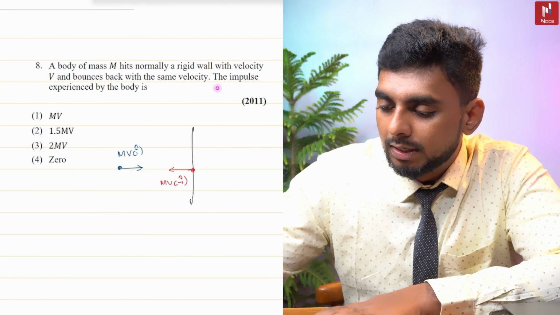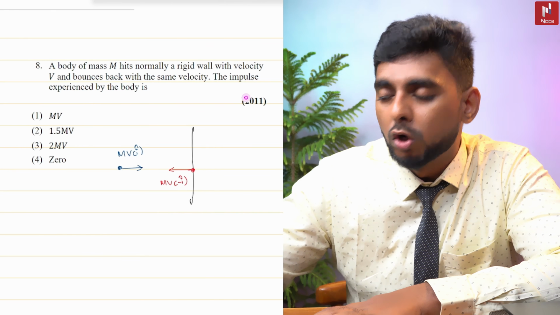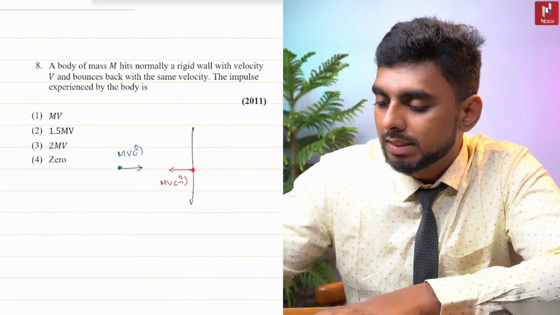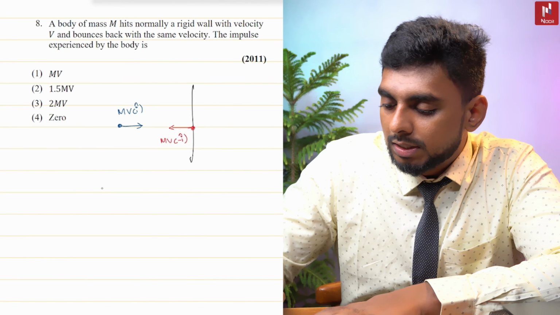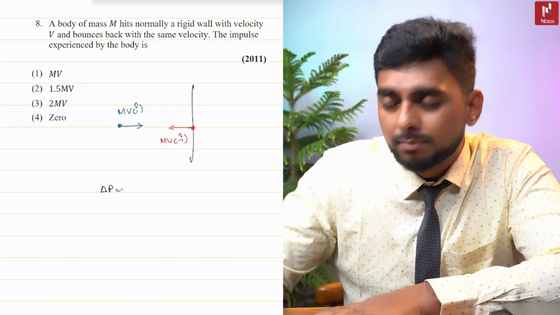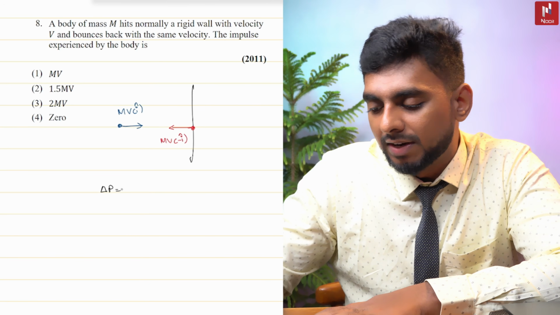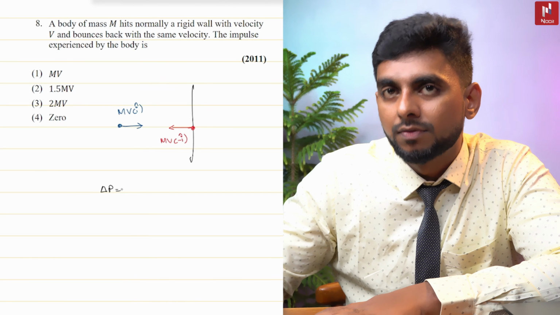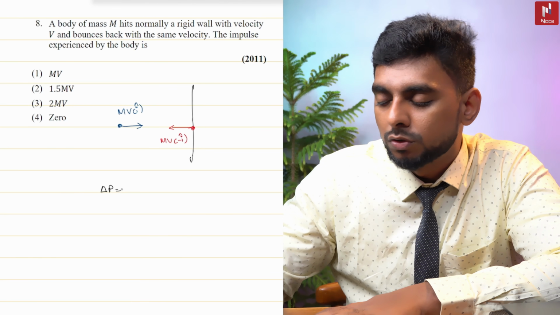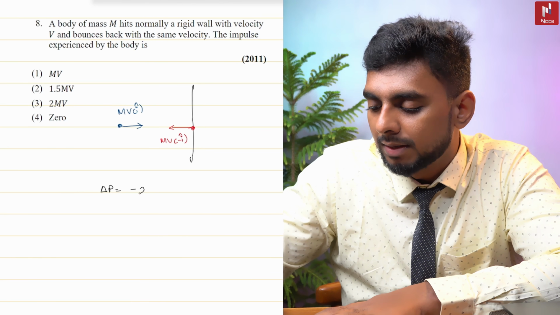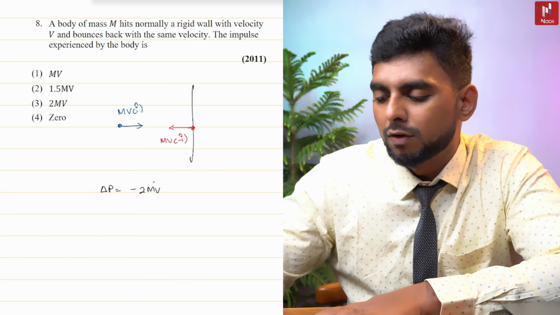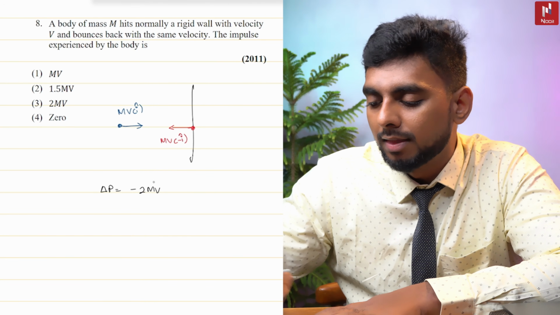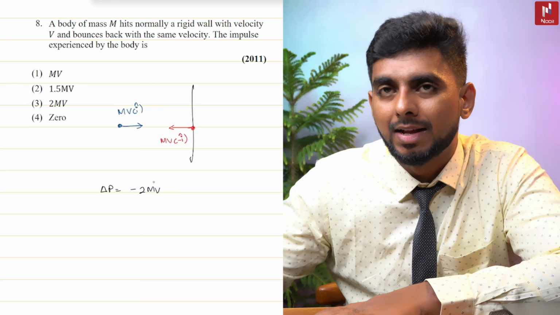What I need to find is the impulse experienced by the body, which means I need the change in momentum. Change in momentum is the final momentum minus the initial momentum. My final is negative mv and the initial is mv, so those two get added up, giving minus 2mv. I have arbitrarily taken it to be in the x direction. It could be in any direction, that doesn't matter.